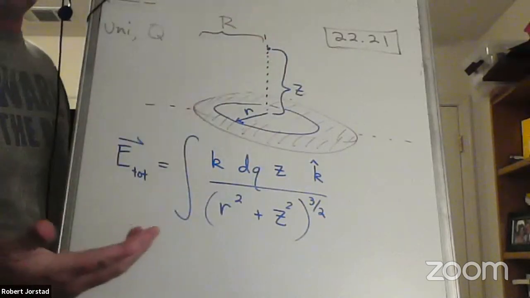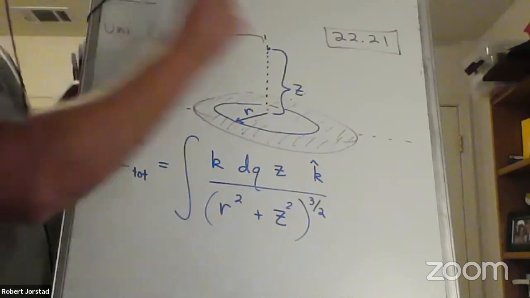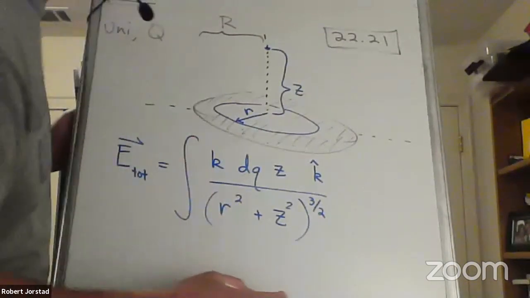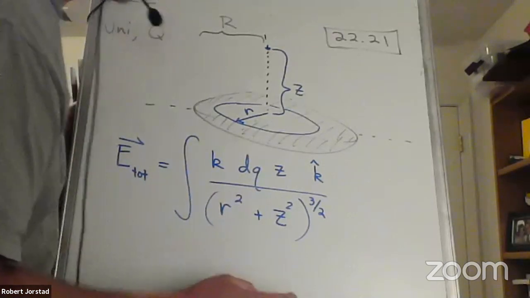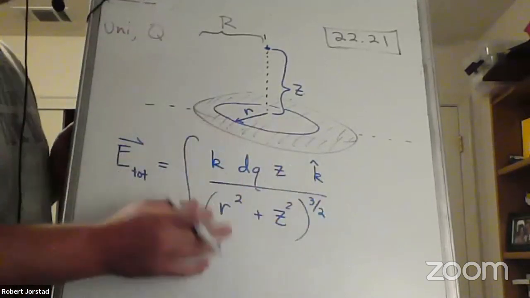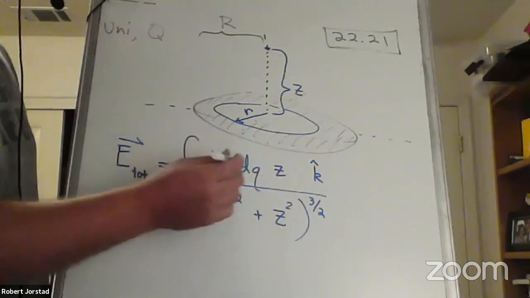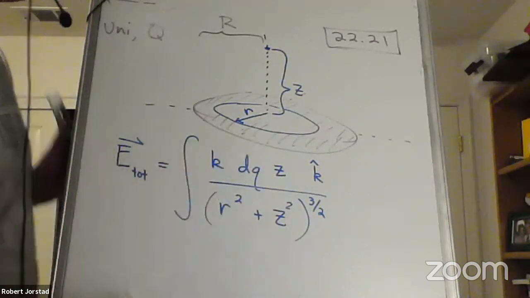Z is how far up you are. This is the point of interest. This is the POI. And again, we discovered in some problem 22.20 this is the formula. And now what we need to do is take that general formula from that problem and modify it. dq, that's the charge on the ring.